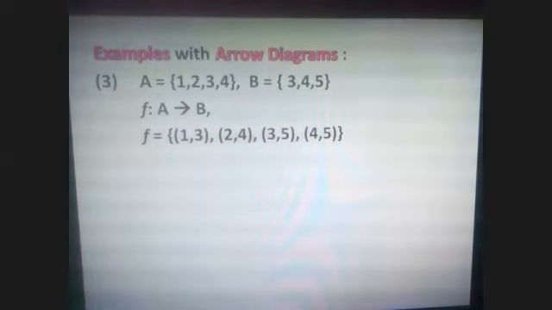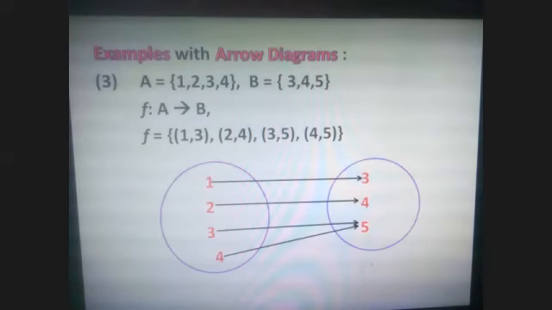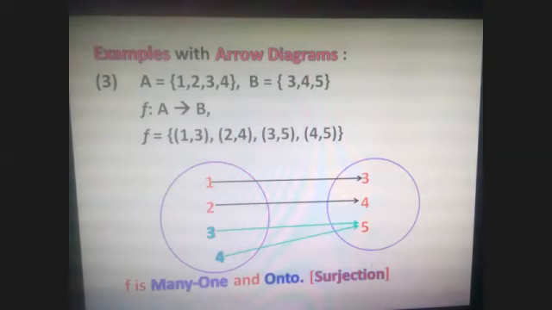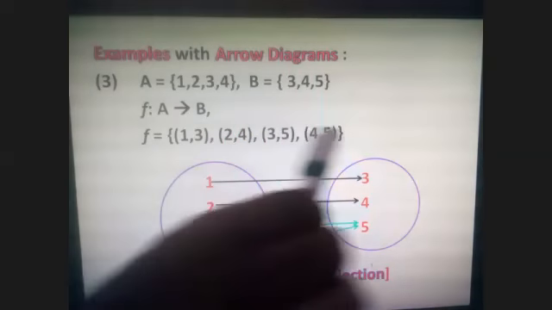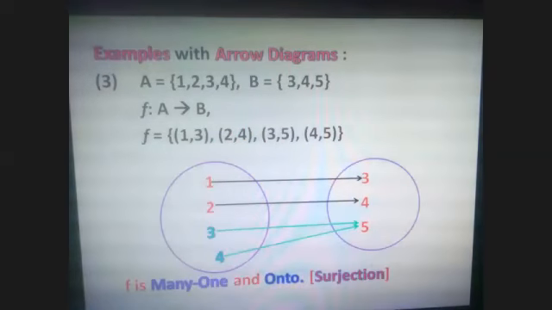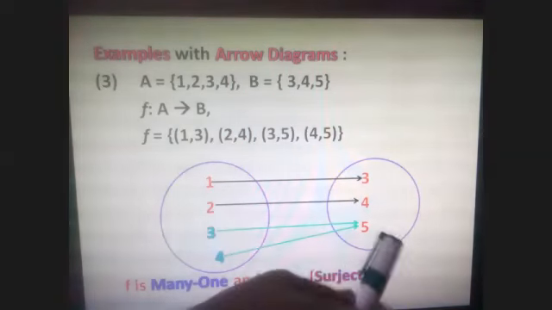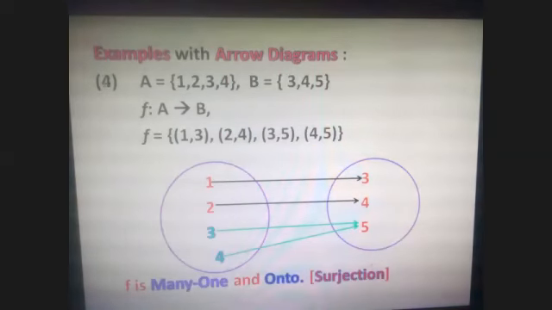Now let us take another one. A is 1, 2, 3, 4. B is 3, 4, 5. Later you have to find out without a diagram. Now the diagram is very simple. It is many to one because 3 and 4 have the same image. Now it is onto. Why? All the elements in B have a pre-image. So it is many to one and onto. Onto means all the elements in B have a pre-image. If one element is left out in B, that will be into.